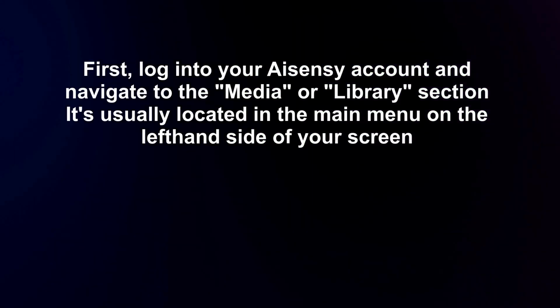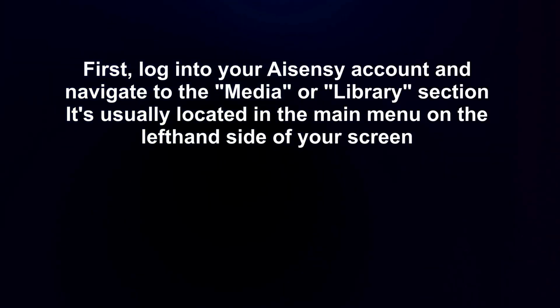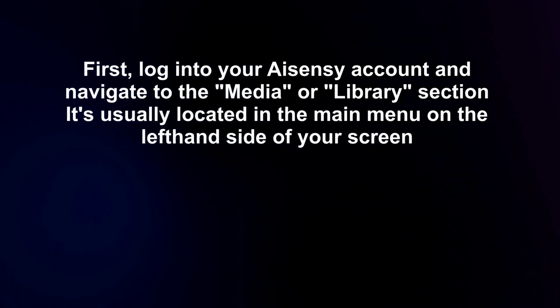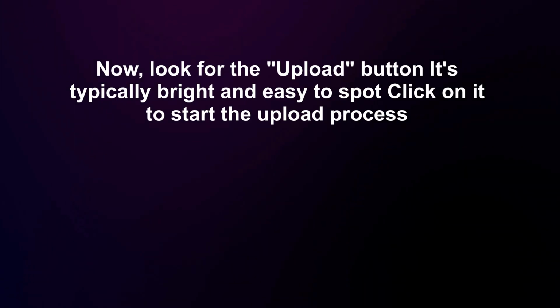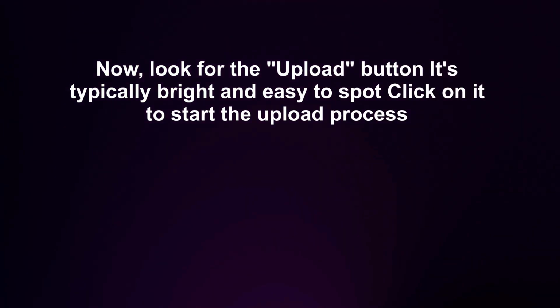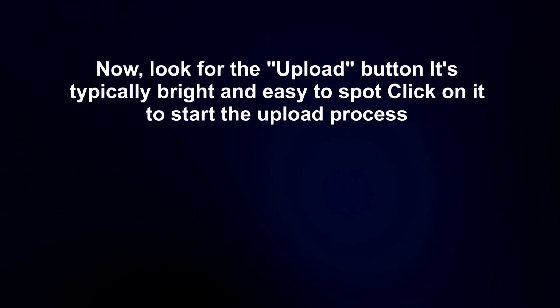First, log into your Aisensy account and navigate to the media or library section. It's usually located in the main menu on the left-hand side of your screen. Now, look for the upload button. It's typically bright and easy to spot. Click on it to start the upload process.